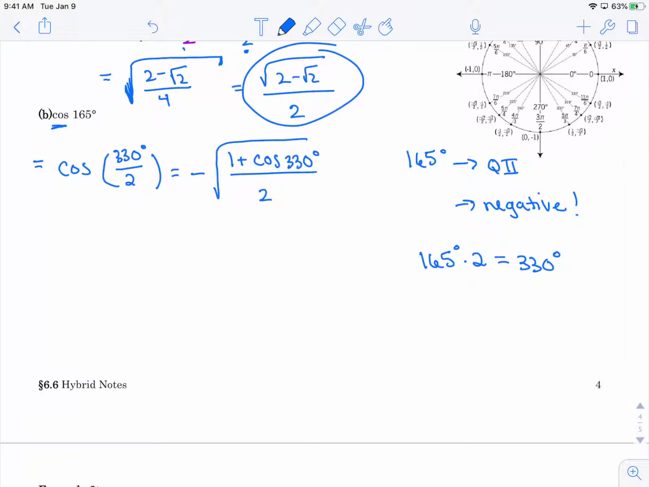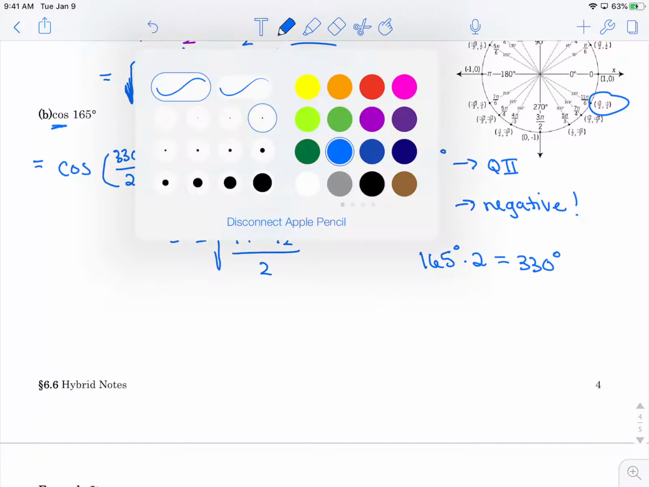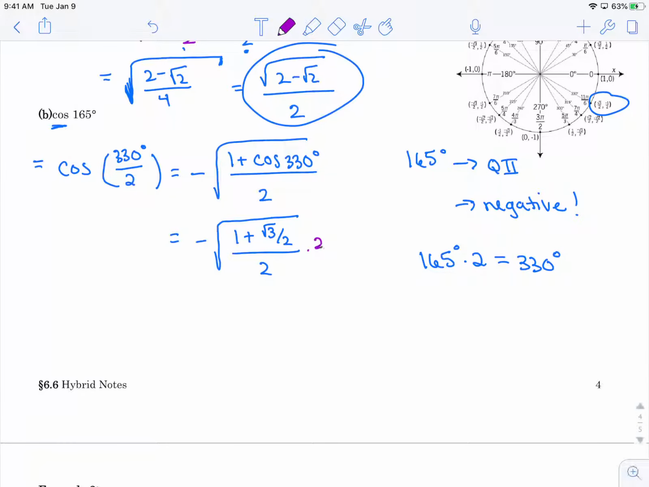330 degrees is right here. So my cosine there is 1 plus, my cosine there is root 3 over 2, and that whole thing is over 2. I can't leave it like that. I should clean it up. So I'm going to multiply numerator and denominator by 2. Multiply that 1 by a 2, I get 2, plus root 3 over 2 times 2. Those 2's reduce out, so I get root 3. 2 times 2 is 4.